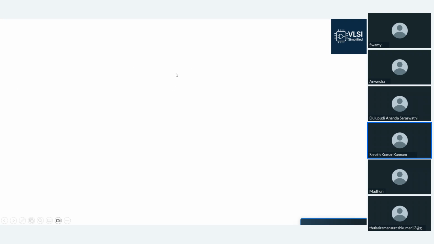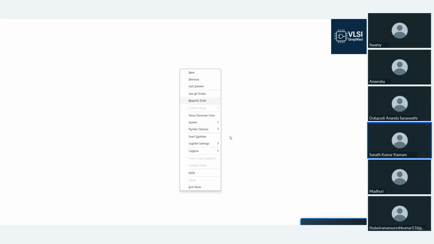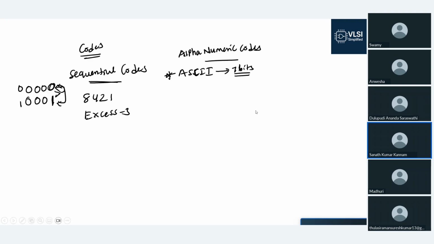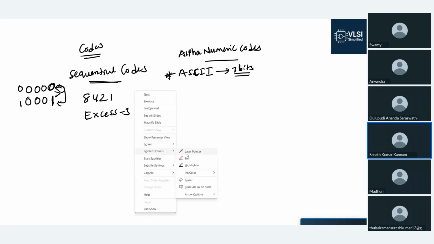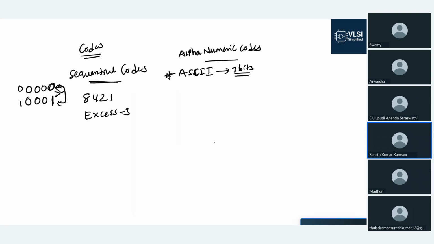And next is the EBCDIC code. This is nothing but extended binary coded decimal interchange code. So this is one of the extended codes. You can remember that the codes which consist of numbers, alphabets, and characters are nothing but alphanumeric codes. And the last one is error correcting and detecting codes.